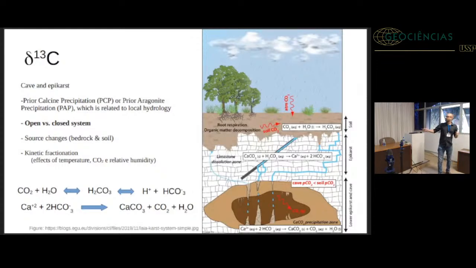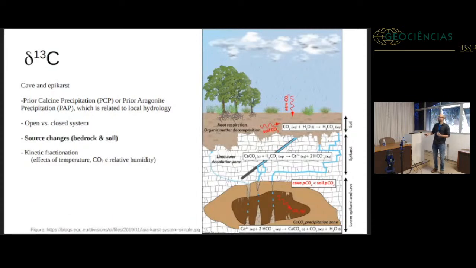Most cases are a mix between open and closed systems. So this can change over time in the same place. You can have just one or the other, but most of the time you have both things going together. And related to that, we have different sources. Most of the sources are CO2 from the soil or your limestone for the carbon. You can have more contribution from one, more from another, which is related to open and closed system.